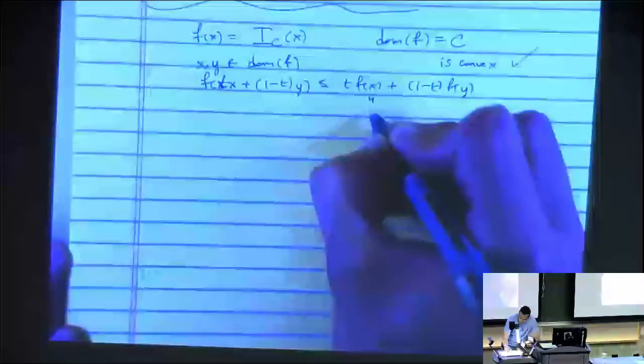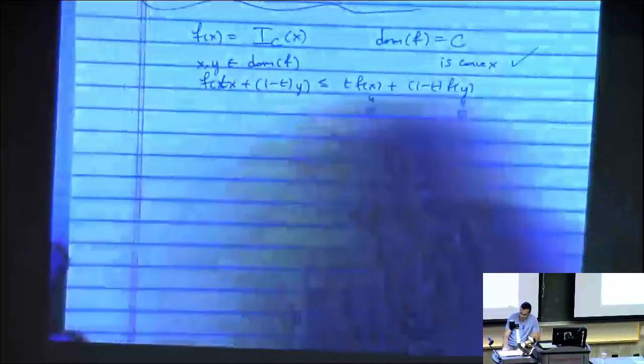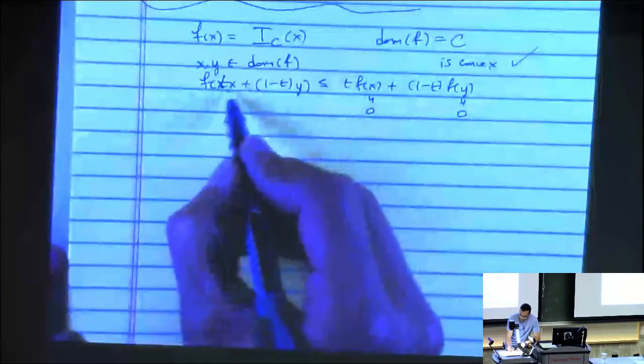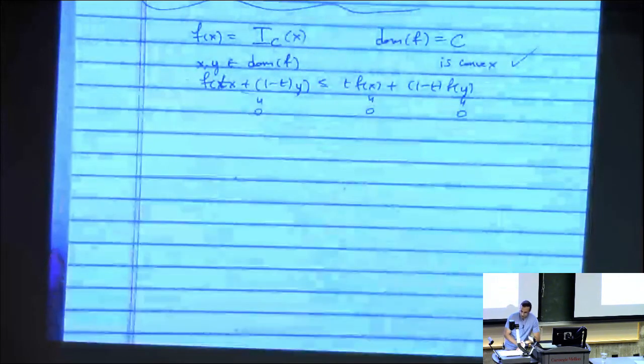Well, that's 0 because x is in the set. That's 0 because y is in the set. This whole side is 0. This thing is in the set by convexity of C. So this whole thing is 0. That's, in fact, all I have to check.